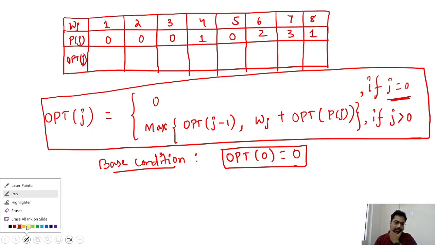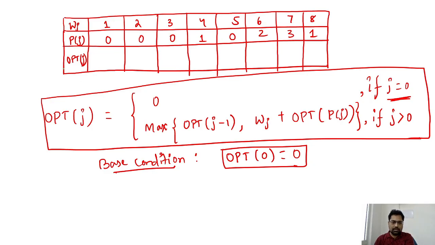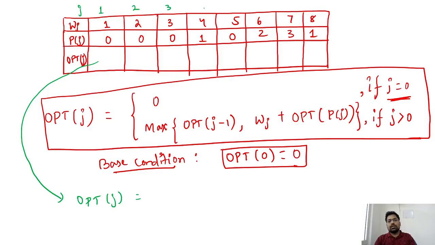I'm just changing the color for a while. For this value, we have to write OPT J. Definitely we must write J is not 0, because J has already started. So here J is 1, 2, 3, 4, 5, 6, 7, 8. J stands for the tasks, jobs or tasks, which are represented as J.